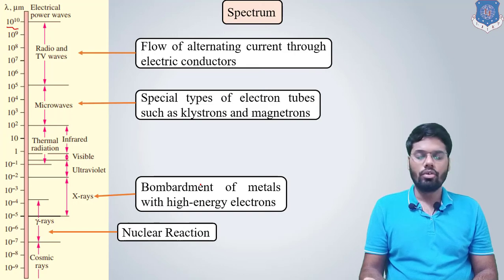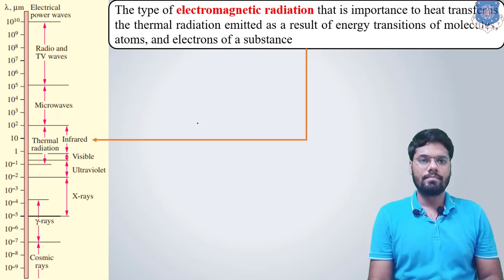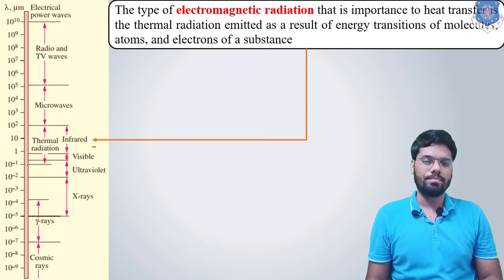For gamma rays, nuclear reactions produce gamma rays, a kind of electromagnetic wave. So the type of electromagnetic radiation that is important to heat transfer is thermal radiation.